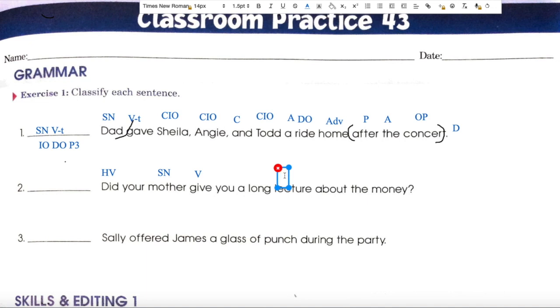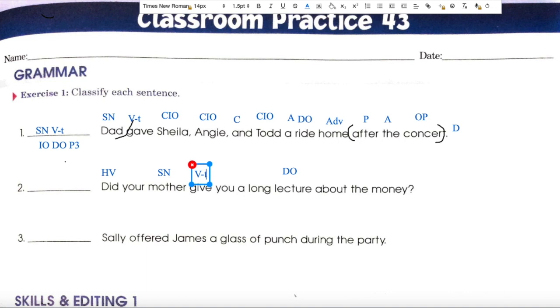Let's verify the noun. Does lecture mean the same thing as mother? It does not, but it is a noun and it comes after the verb. It is the direct object. That means give is a verb transitive. Mother did give a lecture to whom?